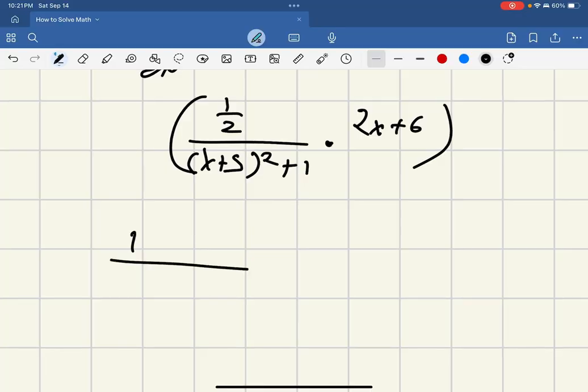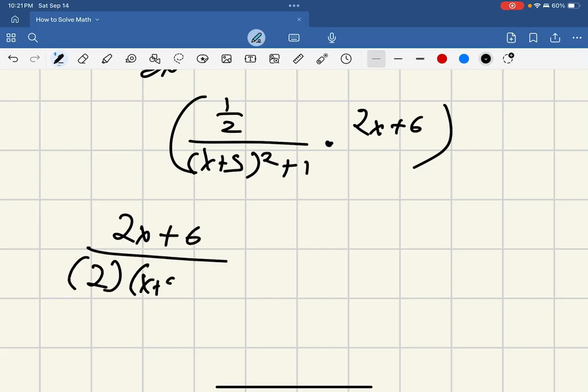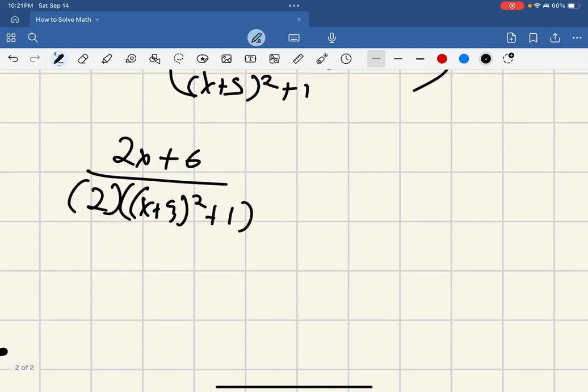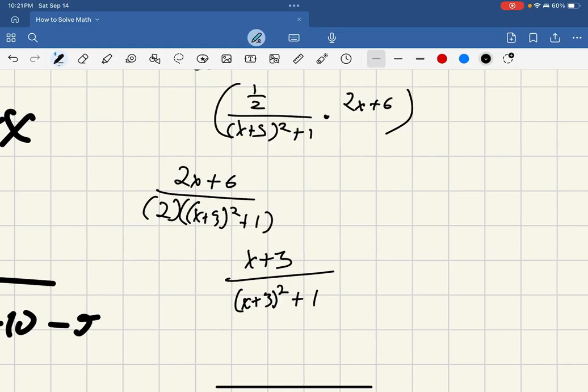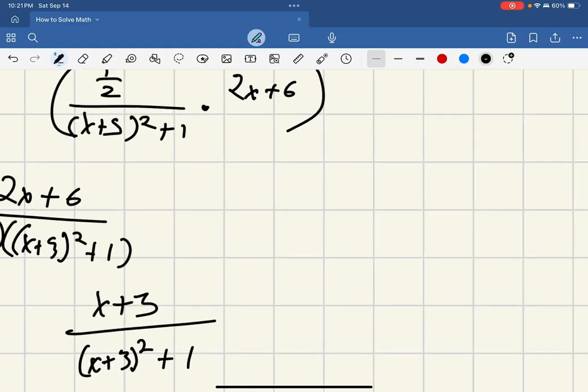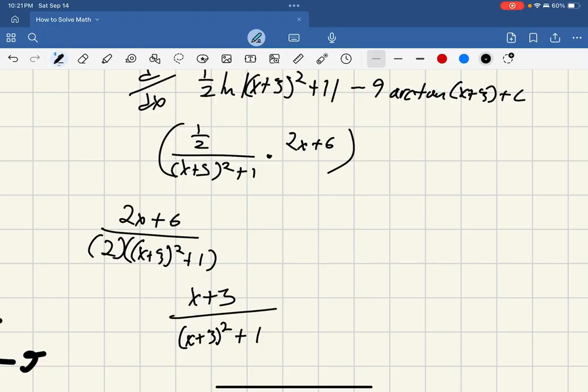So this is just going to be, sorry, not 1 over 2. The 2x plus 6 over 2 times x plus 3 squared plus 1. We can simplify that into x plus 3 over x plus 3 squared plus 1. I'm pretty sure. Don't know if it's really valid, but I hope so. Hopefully.